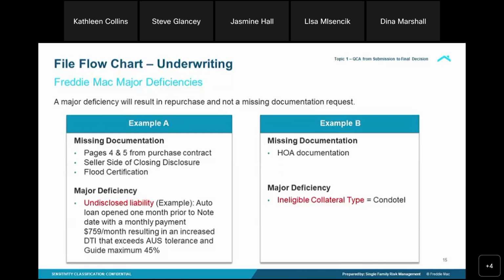Now let's talk about Example B. For this loan, we are missing the required condo eligibility or HOA documentation, and we've also identified an ineligible collateral type. A review of the appraisal confirmed the subject property is a condotel. A condotel is an ineligible collateral type that cannot be cured through a missing documentation request. Due to the ineligible collateral type, a repurchase demand will be issued for this reason, and the letter will include a request for the HOA documentation.